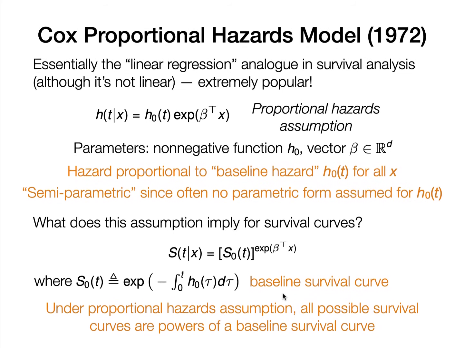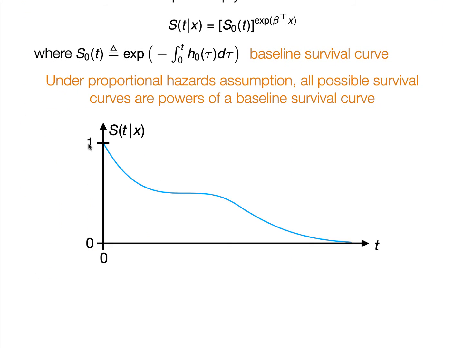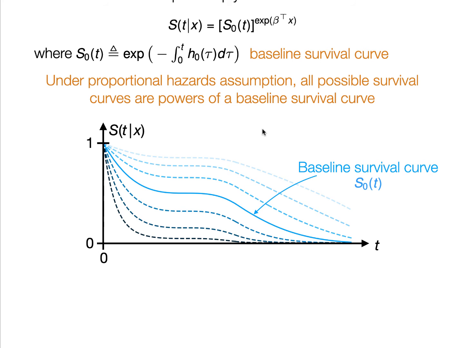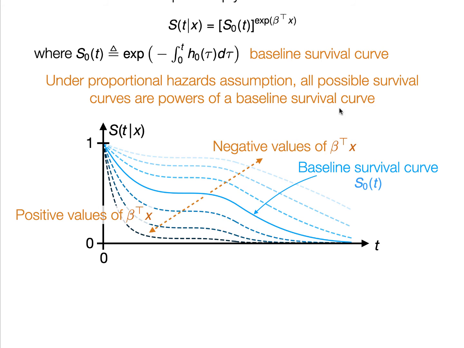To be clear, what that means is, for example, if this blue curve is your baseline survival curve, S sub 0, then under a proportional hazards assumption, all survival curves that are allowed have to be powers of this curve. In particular, they have to look like these dotted lines. With bigger positive values of beta transpose x, you're going to have survival curves that are closer to the origin. Whereas with very negative values of beta transpose x, you're going to have survival curves that are getting closer to just being all one.